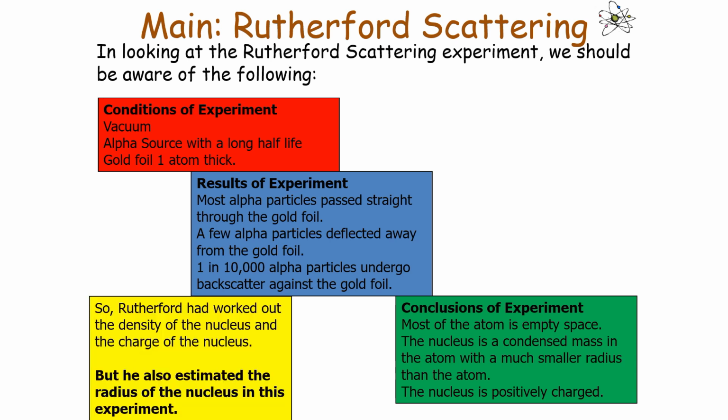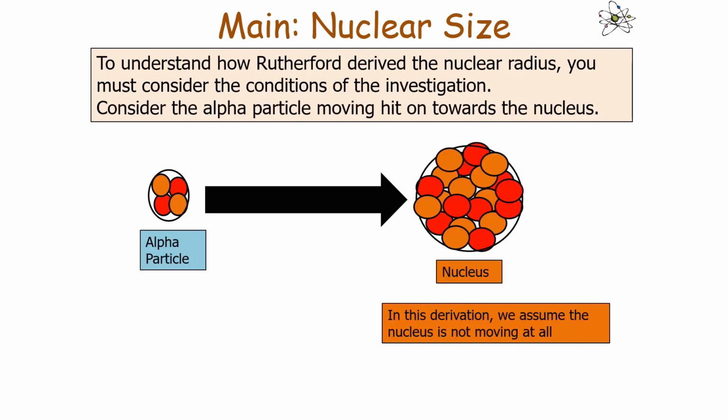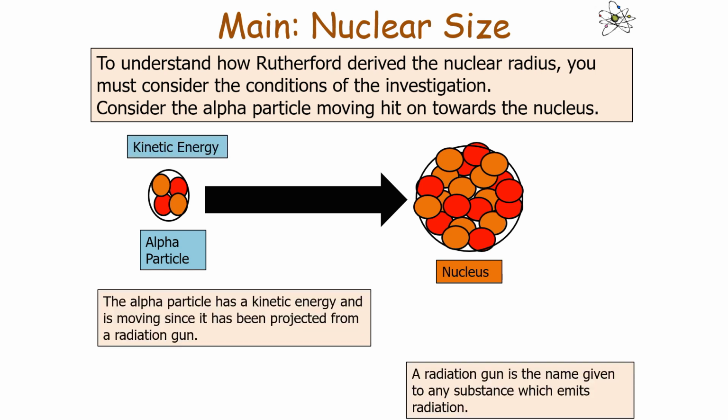Now with this work, Rutherford had worked out the density of the nucleus and the charge of the nucleus, but he had also estimated the radius of the nucleus in this experiment. So how can we use the Rutherford scattering experiment to calculate the radius of the nucleus? To understand how Rutherford derived the nuclear radius, you've got to consider the conditions of the investigation and consider an alpha particle moving towards the nucleus. In this derivation, we assume the nucleus is not moving at all.